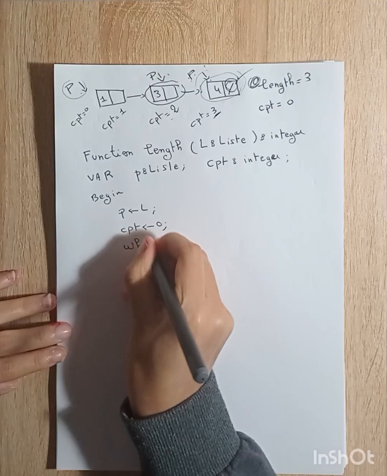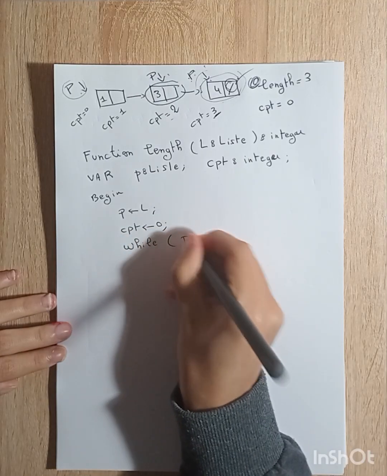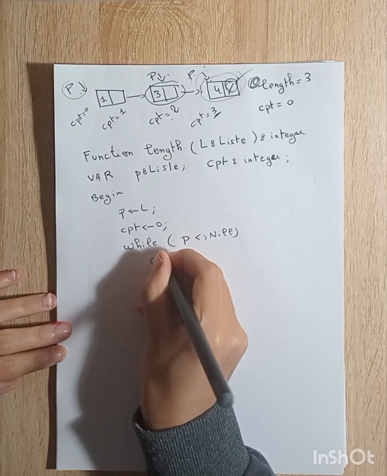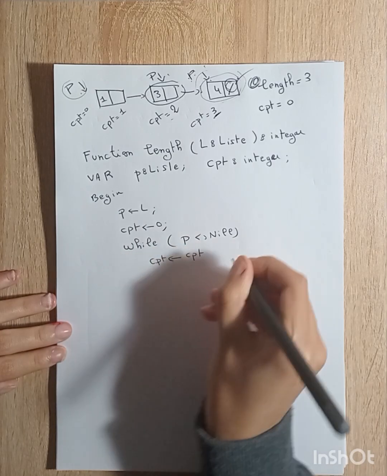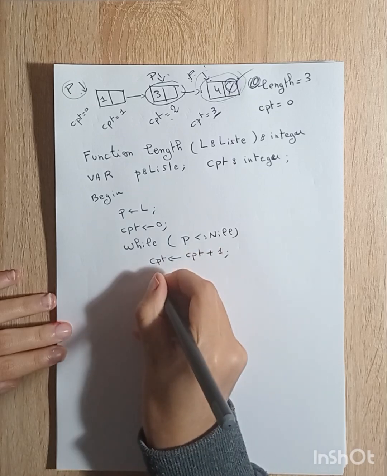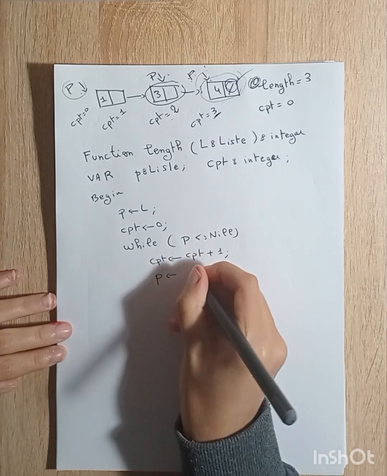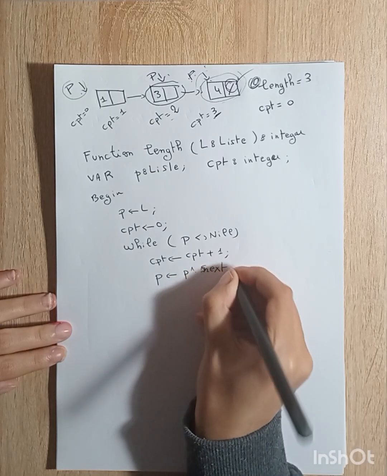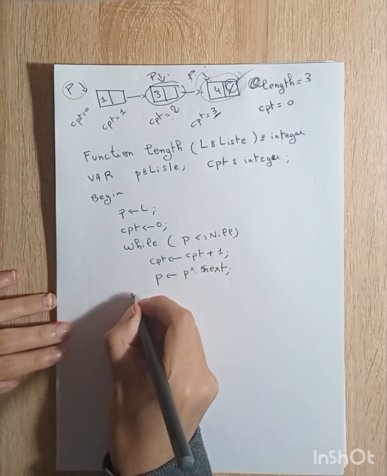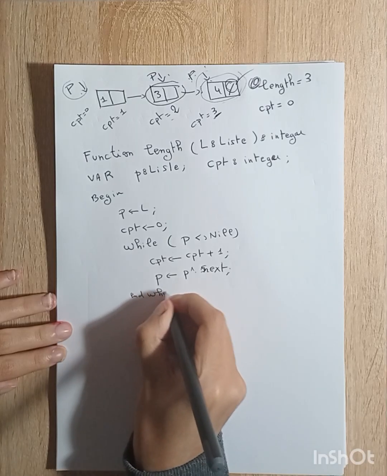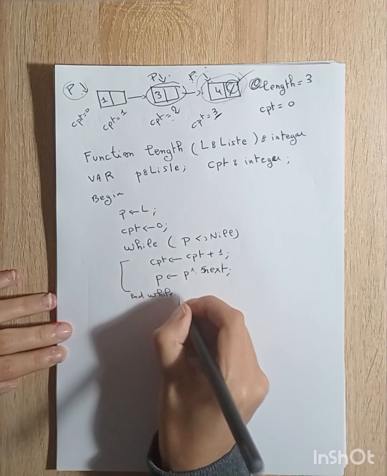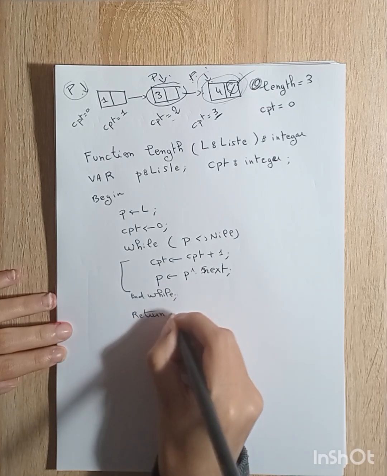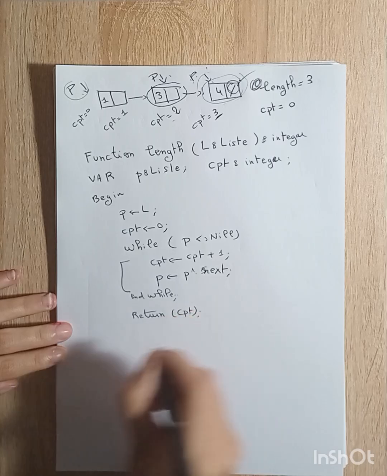While P is not equal to nil, the counter will increase by step 1, and P will also move forward. At the end, we will return what? We will return the counter.